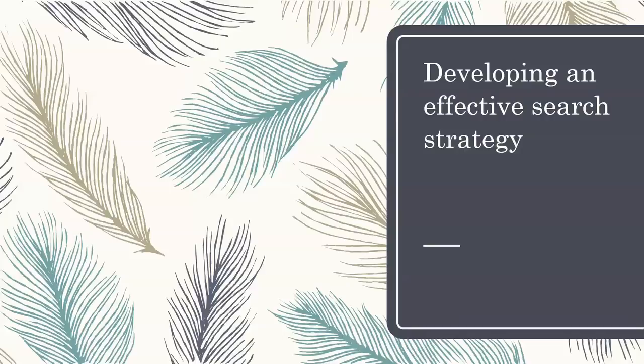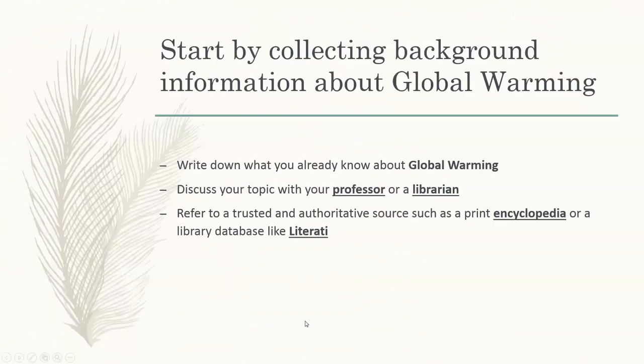Let's talk a little bit now about developing an effective search strategy. To begin with, I always recommend you start by collecting background information about your topic. In this example, I'm going to use global warming, and I'll use it throughout the rest of this presentation. The first thing that I like to do when I'm doing research is just write down what I already know about global warming, or whatever topic it is that I'm working on. I can write down some facts that I know for sure, but then also some assumptions that may or may not be correct, and I'll learn the validity of those assumptions as I go through the research process.